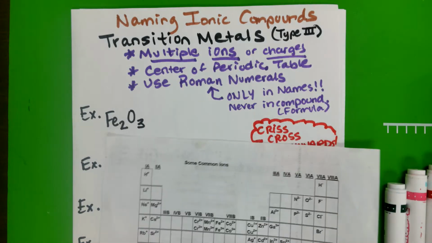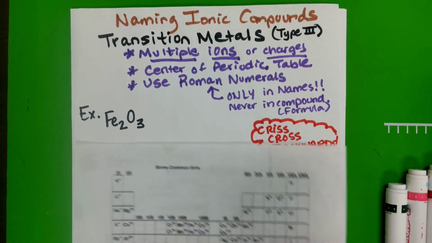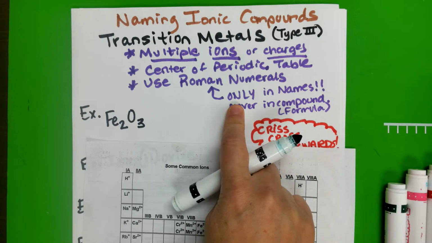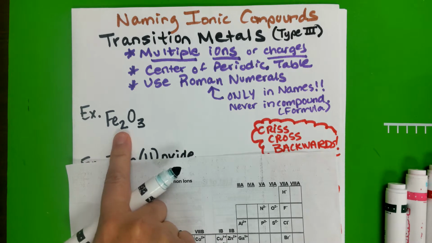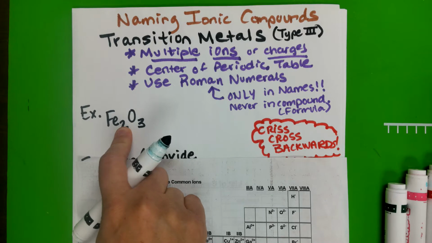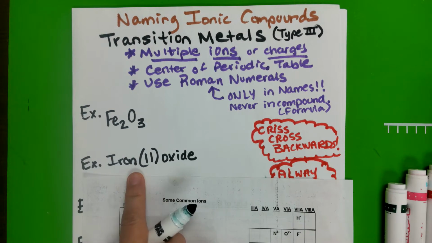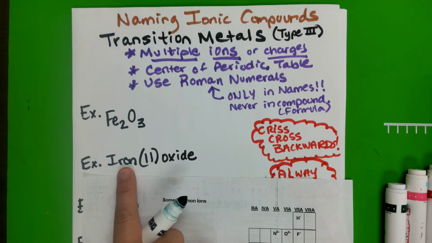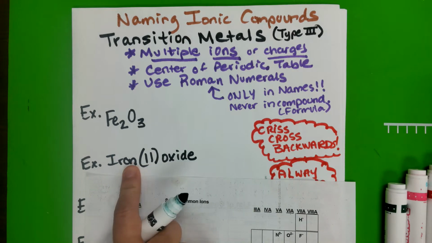Okay, so anyways, in here we're going to be using Roman numerals. Now we only use that in the names, not in the formulas. If you look at the formulas in this example, there's no Roman numeral here, but when we're writing the name, that is where we're going to put in the Roman numeral. Basically, the Roman numeral is going to be the charge of that element, which is here iron, which is the metal.